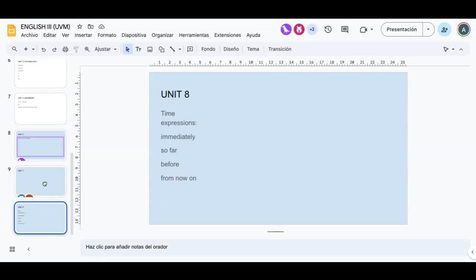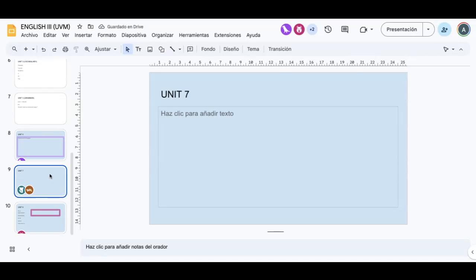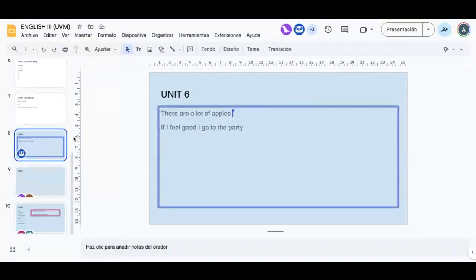Unit 7, remember, used to. I used to play guitar when I was 15, for example. And also comparisons, as I told you before, as quick as possible. That's a kind of comparison. I don't know, my new dictionary is as good as the old one. For example, another comparison. The Unit 7.